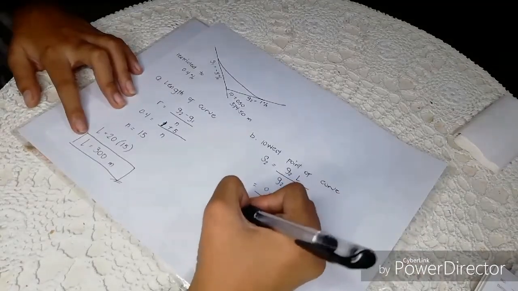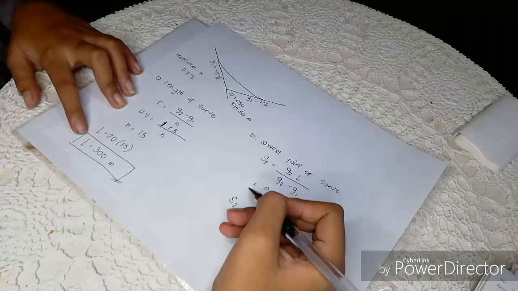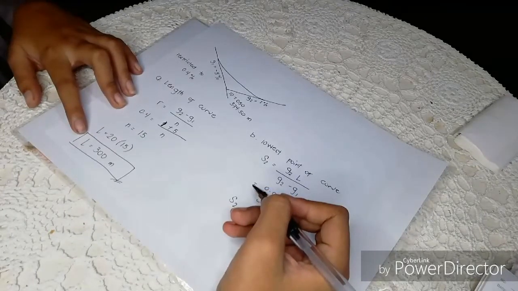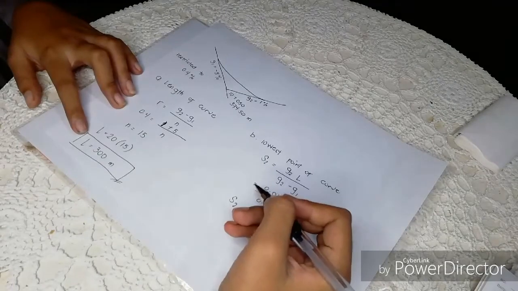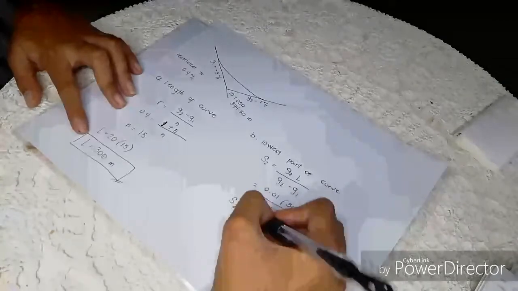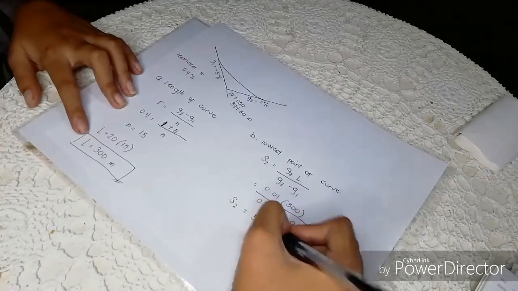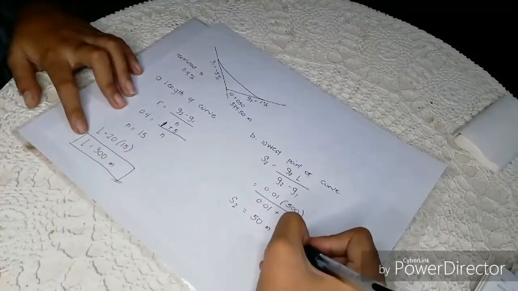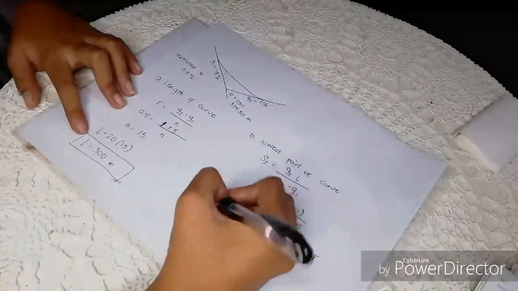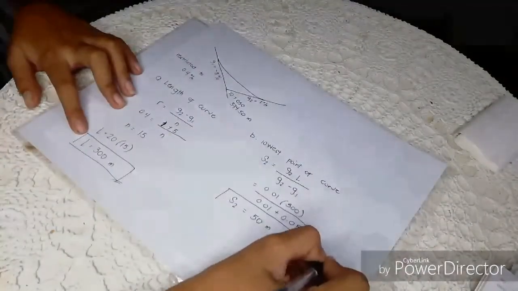S2, the lowest point of curve from the PT is equals to 50 meters from PT. Yan yung hinahanap natin sa atin.